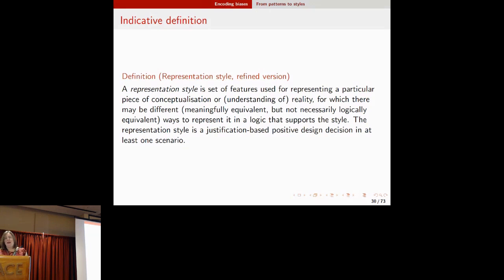And the representation style is a justification-based positive design decision in at least one scenario. So we're excluding what are called anti-patterns, so like bad ways of representing things. There is a motivation why you put it in there that will give you a benefit in some way. That's the key point of that last part.